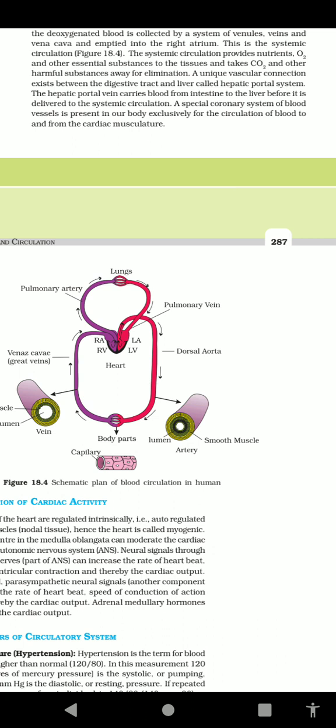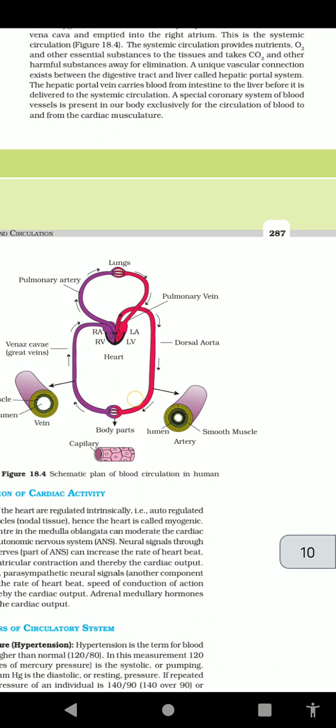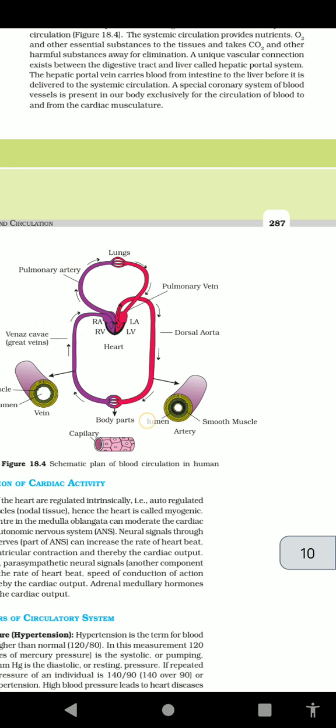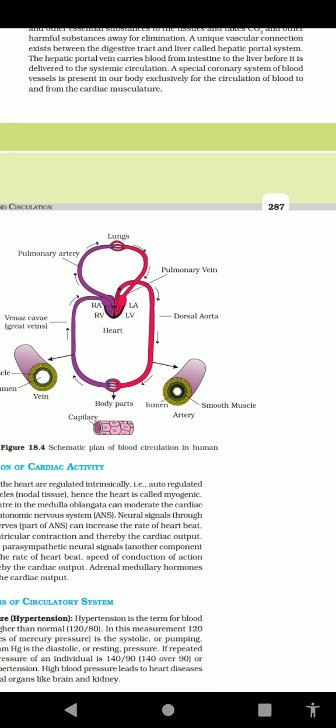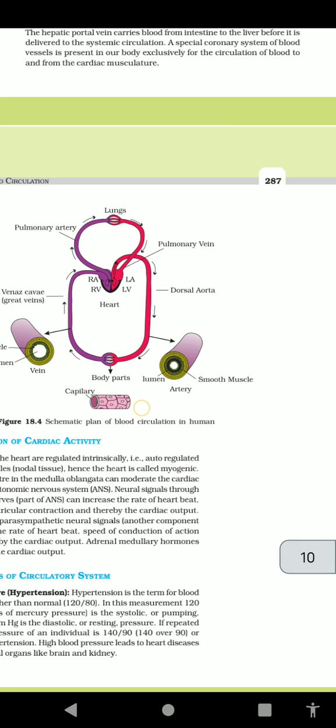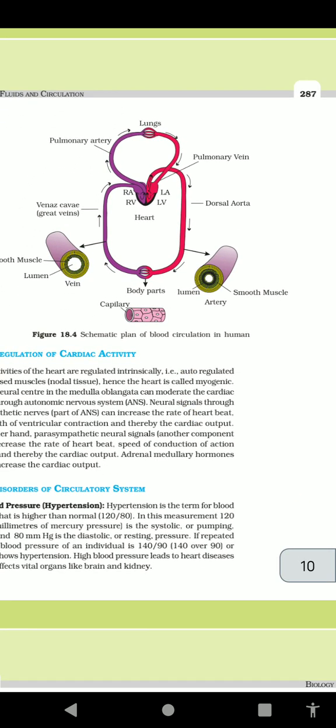A unique vascular connection exists between the digestive tract and the liver, known as the hepatic portal system. The hepatic portal vein carries blood from the intestine to the liver before the blood is passed into the systemic circulation. There is also a separate circulation of blood to the cardiac musculature.